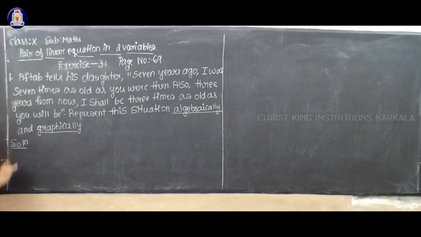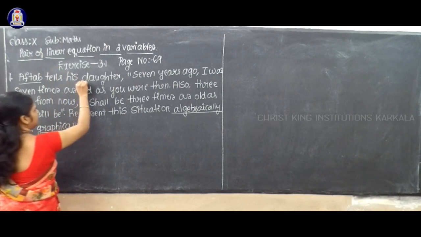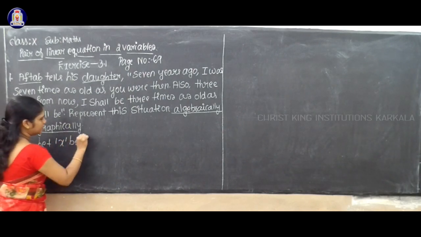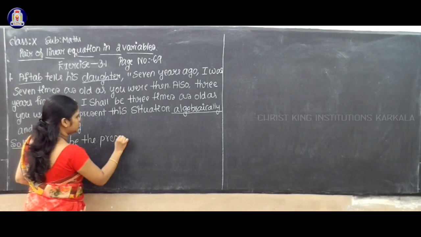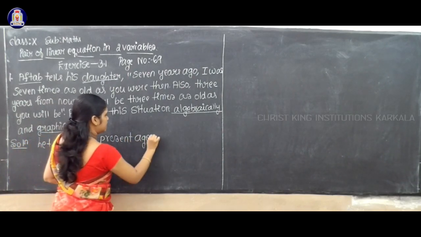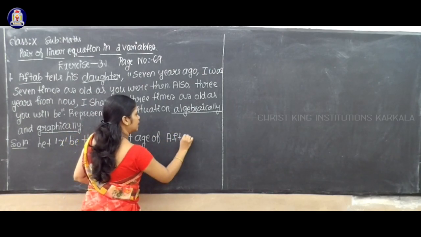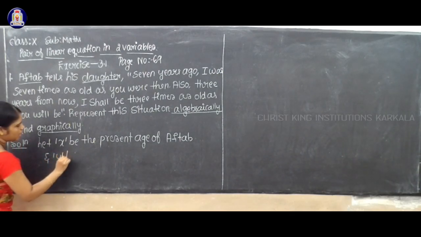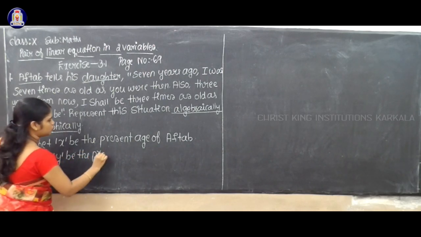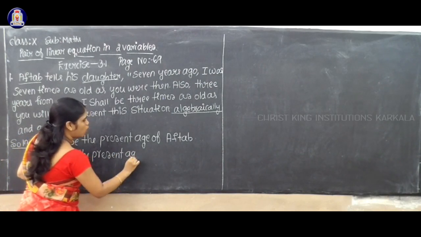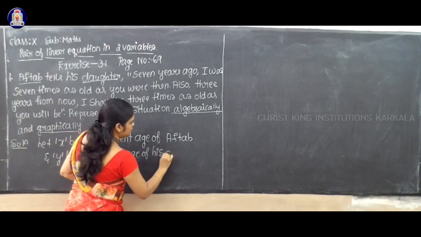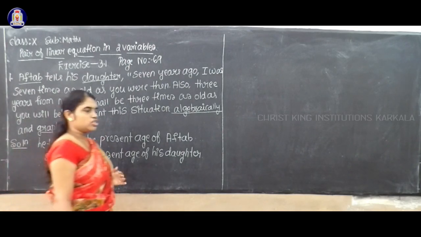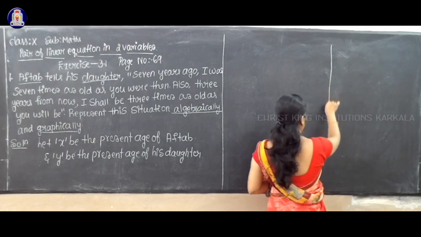Here there are two persons, first Aftab and the second his daughter, isn't it? So let x be the present age of Aftab and y be the present age of his daughter. Now there are two situations, so I'll make two columns.